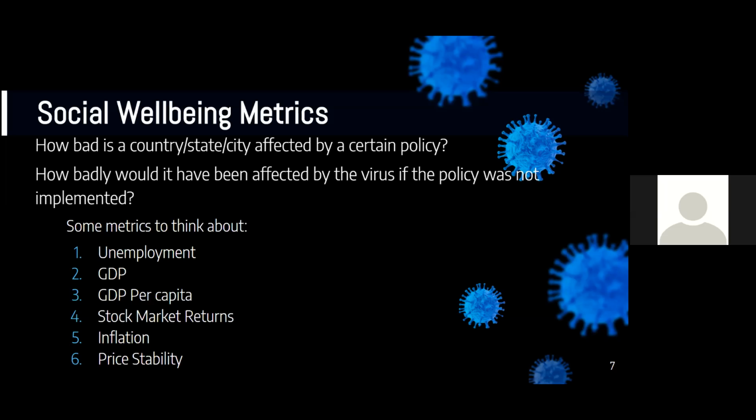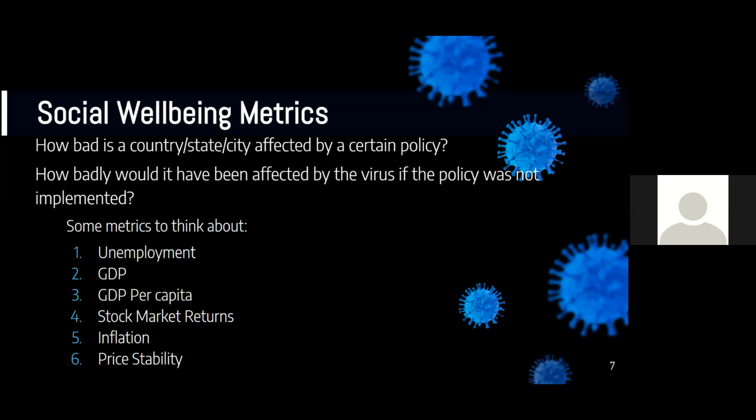So the question we must ask becomes, how badly does a policy affect certain economic or social well-being outcomes? And if the policy were not implemented, how badly would that same place have been affected by the virus without the policy? So as we've discussed in some previous classes, metrics such as unemployment, GDP, stock market returns, inflation, and price stability may be important to keep in mind when evaluating some external effects of policies.